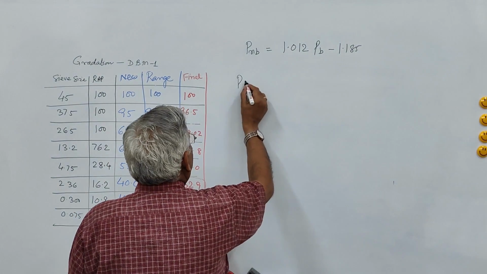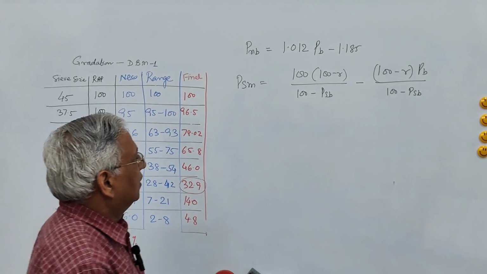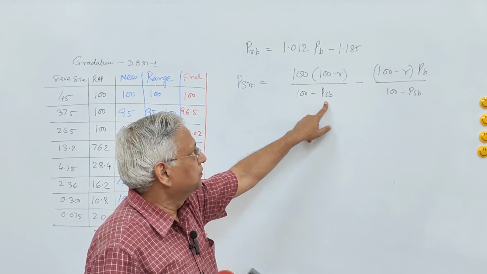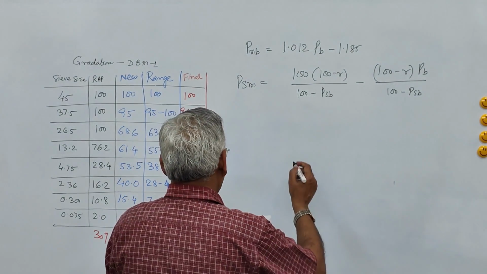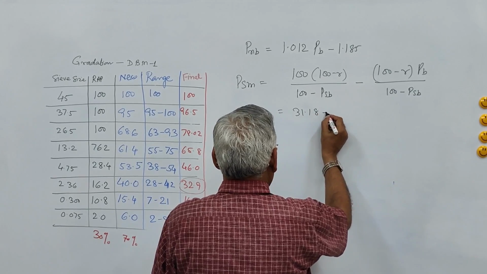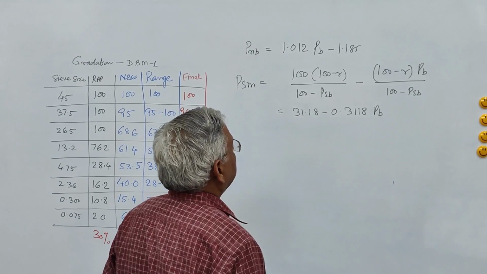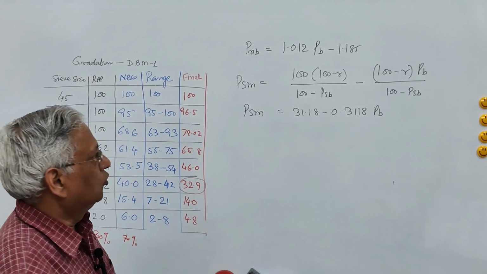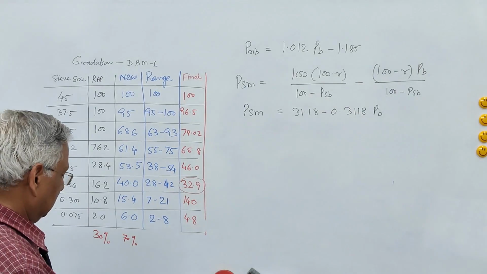Similar to that, you can find out the percentage of wrap, that is Psm. Psm is given by this equation. Again, this is 3.8, that is the binder in the wrap, R 70, and if you put these values here, it will be 31.18 minus 0.3118 Pb. So this is the wrap to be added, percentage of wrap by weight of the mix.